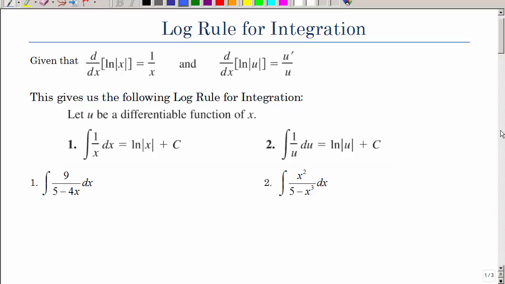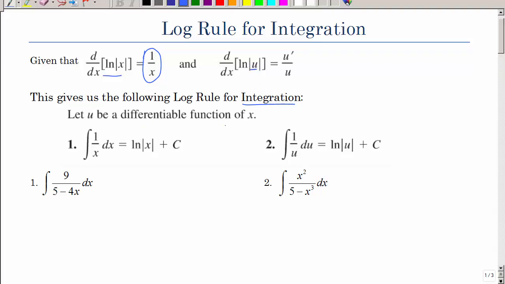In this video, we will look at how to use the logarithm rule for integration. Recall that the derivative of the natural log of x is 1 over x. In general, the derivative of the natural log of u is the derivative of u divided by u. So that gives us the following rules for integration.